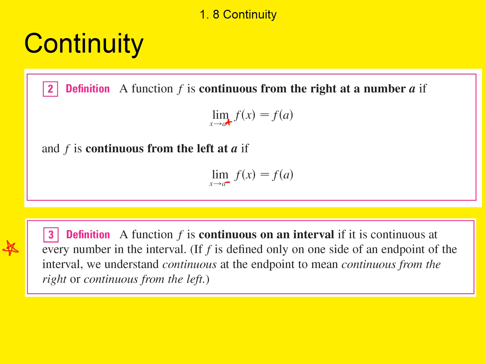Now here's the big one. A function f is continuous on an interval. Okay, up to now we've talked mainly about continuity at a number a, but a function f is continuous on an interval if it is continuous at every number in the interval. If f is defined only on one side of an endpoint of an interval, we understand continuous at the endpoint to mean continuous from the right or continuous from the left. But if it is continuous at every number in the interval, then we can say it's continuous on the entire interval.